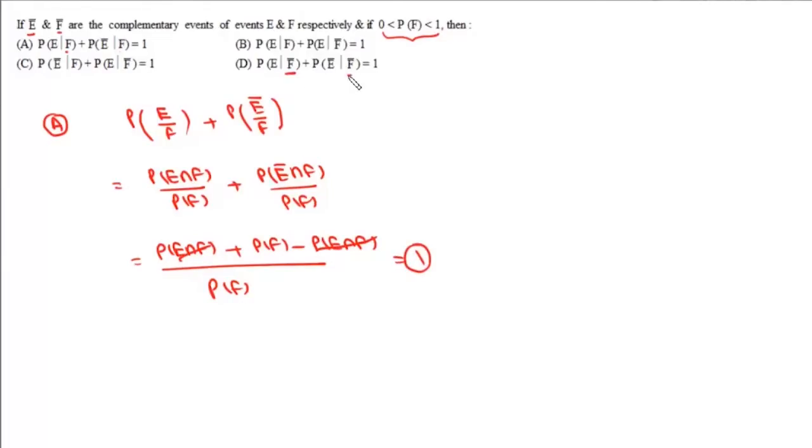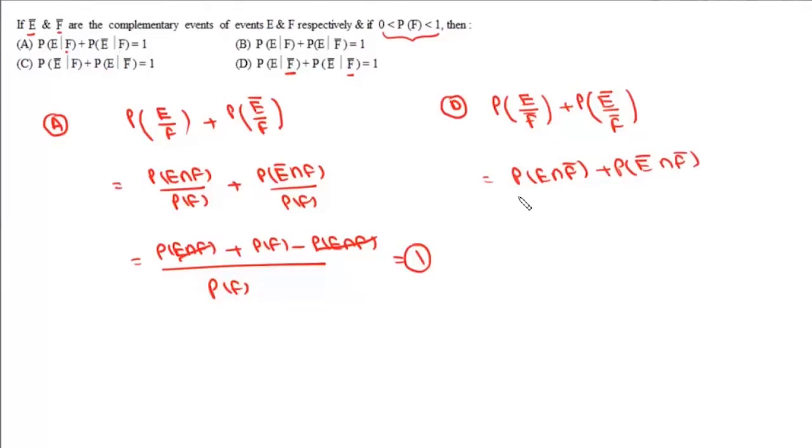Now I'll cancel. So this probability is equal to 1. Now here also we have this F' same. So we'll try this D also. So this D will be probability of E by F' plus probability of E' by F'. Now this is probability of E intersection F' plus probability of E' intersection F', and this is probability of F'. Now we can write this as probability of E intersection F', and this is probability of F' minus probability of E intersection F'.